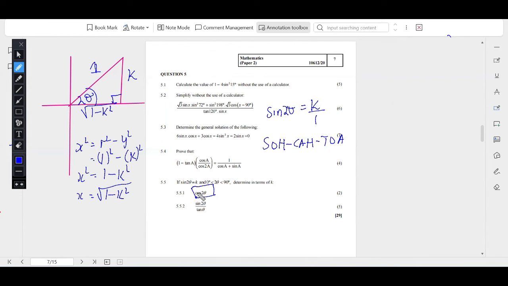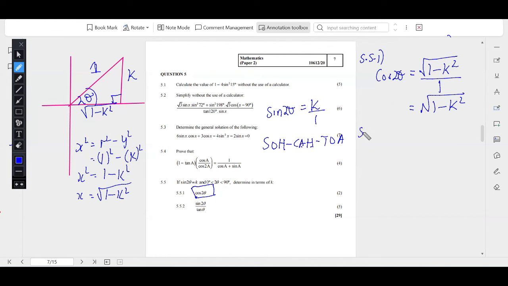So we are given that sine 2 theta is that. How can we find cos 2 theta? We can simply get it from using this here. So cos, remember, is adjacent over hypotenuse. So for 5.5.1, we're just going to say adjacent. So cos 2 theta is our adjacent side, which is root 1 minus k squared, over our hypotenuse side, which is 1. So all of this will just give you the square root of 1 minus k squared, right? So correct.